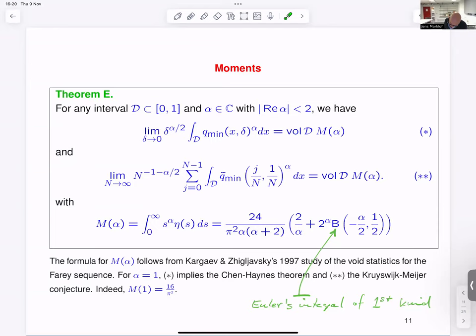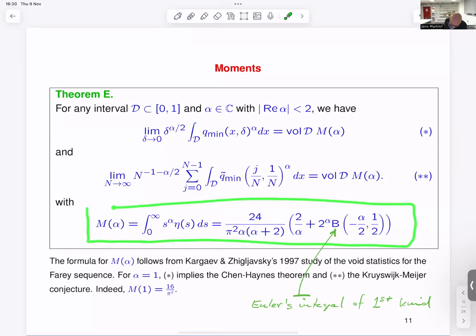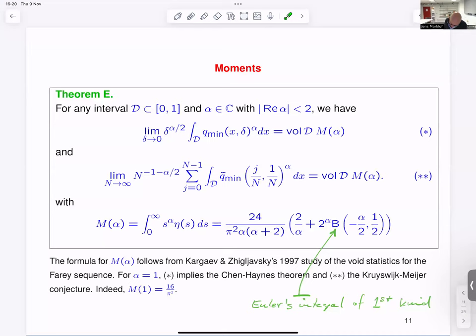And we also have an explicit expression for the limiting moment. This function here is a close relative to the function computed by Kargaev and Zhigljavsky for the moments of the void distribution of Farey fractions. You've seen that the two are related. For the convergence in law, the two, as I've shown you, are actually equivalent. For the moments, they are not, because now you're, if you like, integrating over L, so L is no longer fixed. So the theorems of Chen and Haynes and Kargaev and Zhigljavsky are not equivalent, even though they're quite close in spirit.